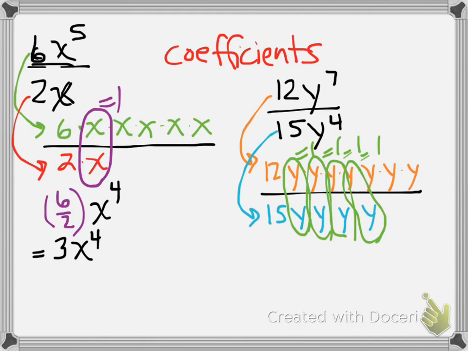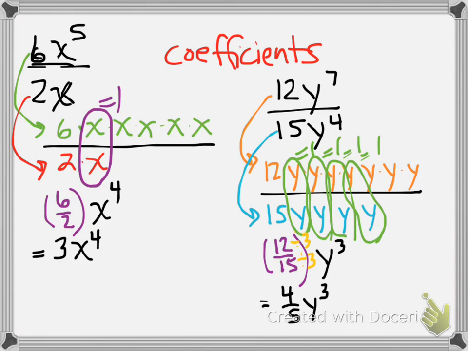So what we're left with is 12 divided by 15. And how many y's did we end up with? 3. Okay. Now, can I divide 12 by 15? Because that's really all a fraction is, a division problem. So what's our next option that we could try? We can try to simplify. And what do 12 and 15 have in common? 3. Okay. So we divide by 3, and we get 4/5 y cubed.